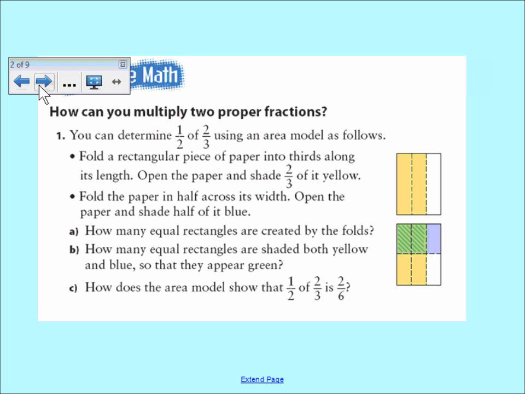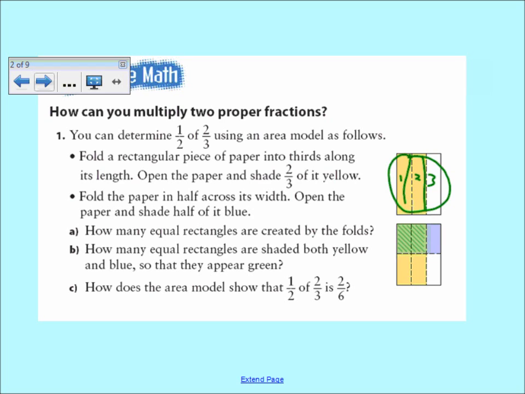You can determine 1/2 of 2/3 using an area model as follows. Fold a rectangular piece of paper into thirds along its length. So you fold it so that there are 3 parts of the paper. 1, 2, 3. So we fold it so there's 3. Open the paper and shade 2/3 of it yellow. So 2 of those folds should be yellow. The other one should be white.